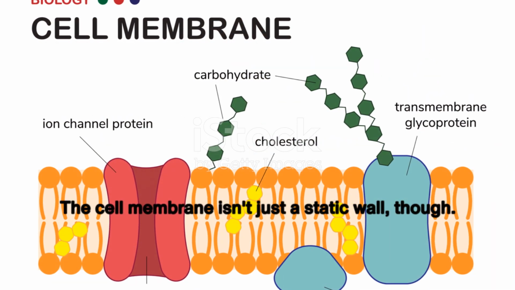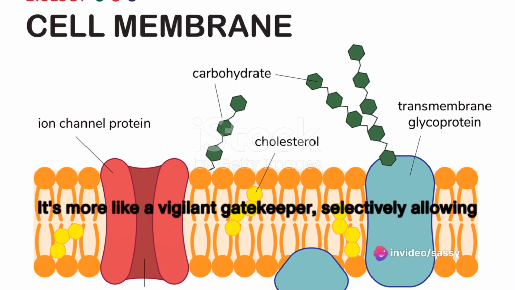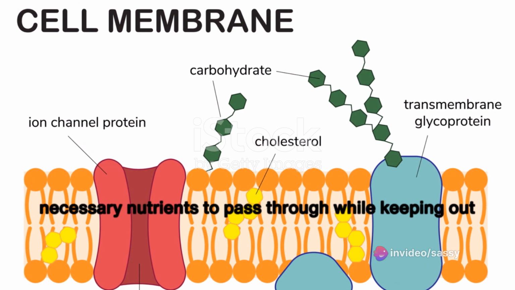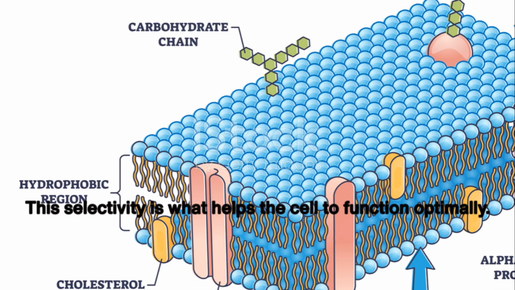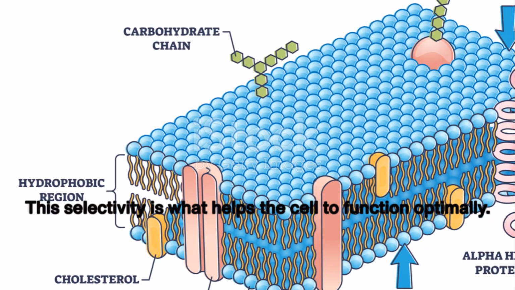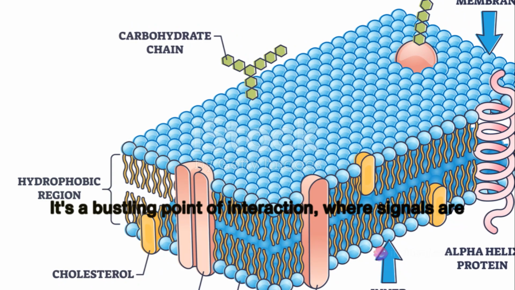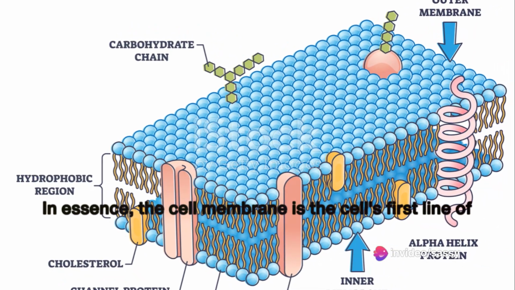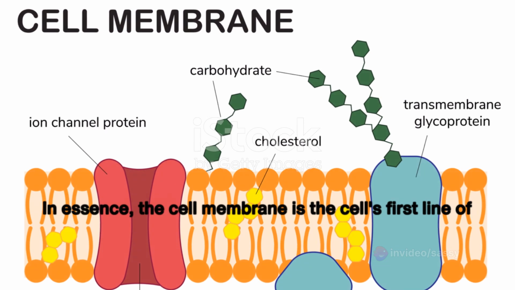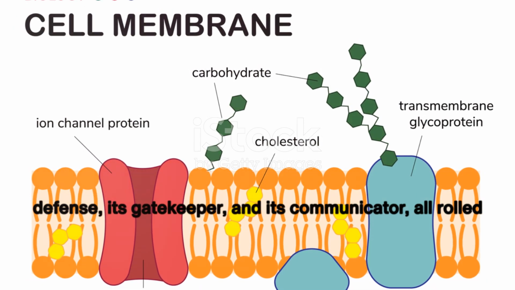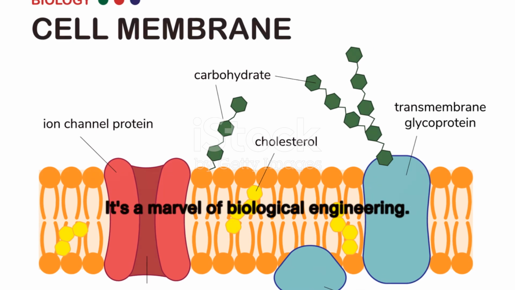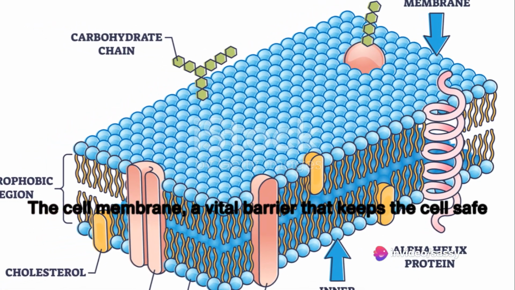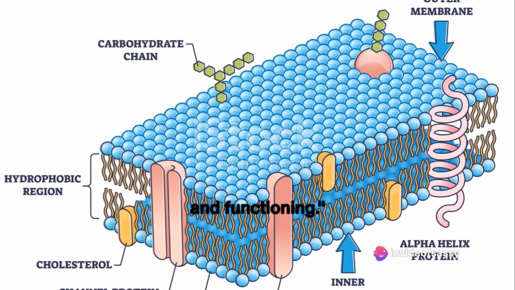The cell membrane isn't just a static wall, though. It's more like a vigilant gatekeeper, selectively allowing necessary nutrients to pass through while keeping out unwanted or harmful substances. This selectivity is what helps the cell to function optimally. It's a bustling point of interaction where signals are sent and received and materials are exchanged. In essence, the cell membrane is the cell's first line of defense, its gatekeeper, and its communicator, all rolled into one. It's a marvel of biological engineering. The cell membrane, a vital barrier that keeps the cell safe and functioning.